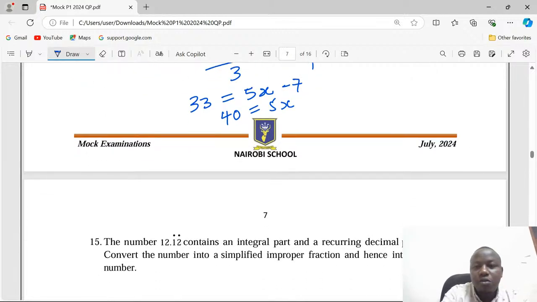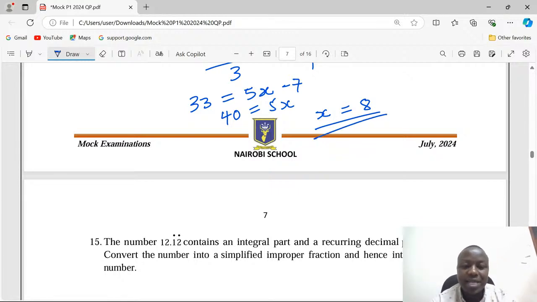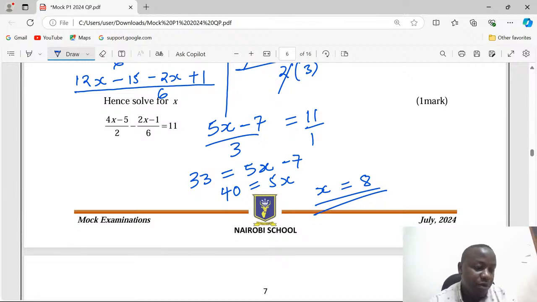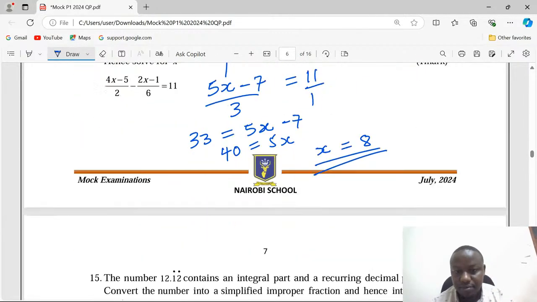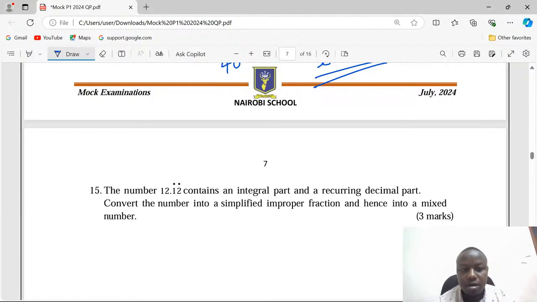So the value of x can now simplify to 8. The value of x simplifies to 8. So that is it. That's how we get the value of x. Yeah, that's how we do it.